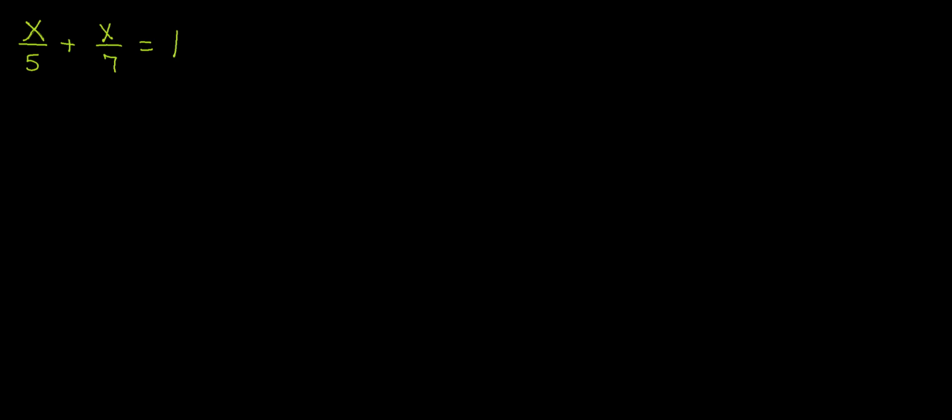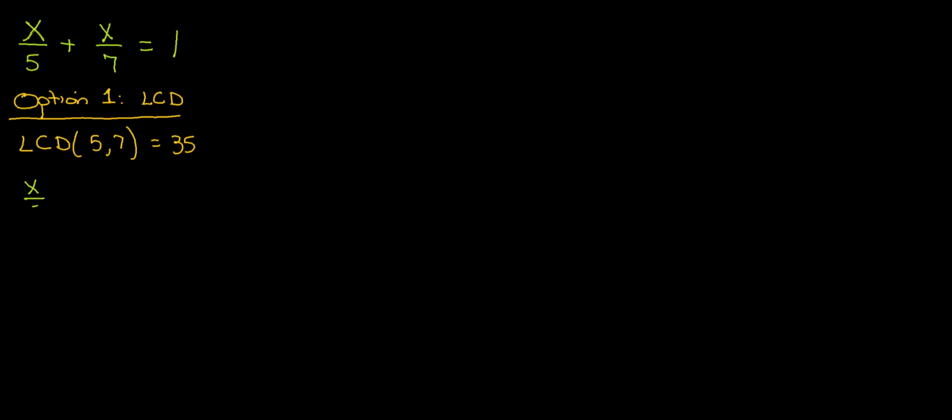The first way to proceed, I'll label it option 1, would be to find a least common denominator. My denominators are 5 and 7. So the least common denominator between the 5 and the 7 would be 35. So that's going to be my new desired denominator. So let's work on converting both of these fractions to have a denominator of 35.